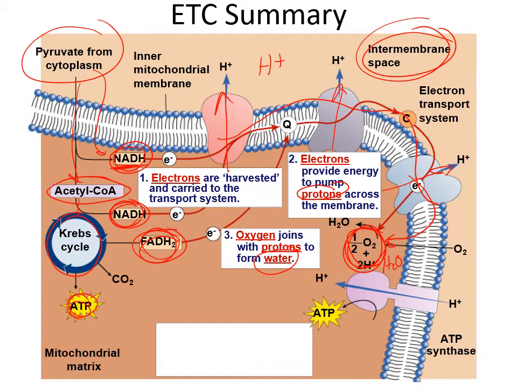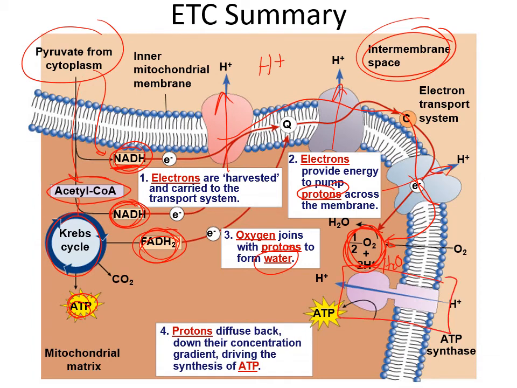That concentration gradient is then used with ATP synthase. The hydrogen ions come back down into the matrix, I should say that right, and in doing so, this ATP synthase is able to take an ADP and turn it into ATP.